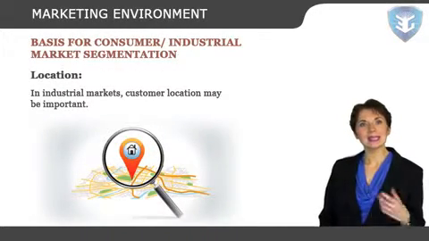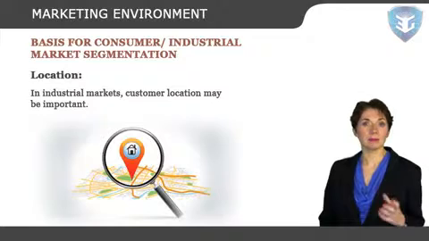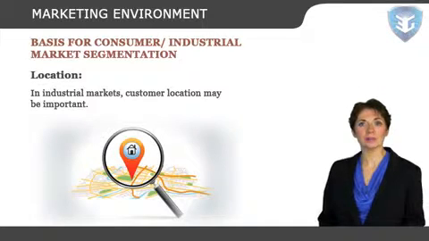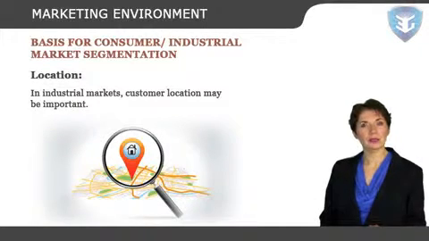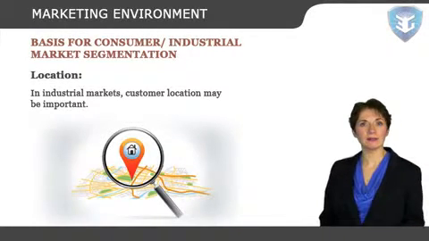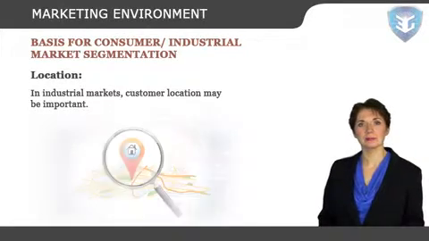Location. In industrial markets, customer location may be important. Shipping costs may be a purchase factor for vendor selection for products having a high bulk to value ratio, so distance from the vendor may be critical. In some industries, firms tend to cluster together geographically and therefore may have similar needs within a region.